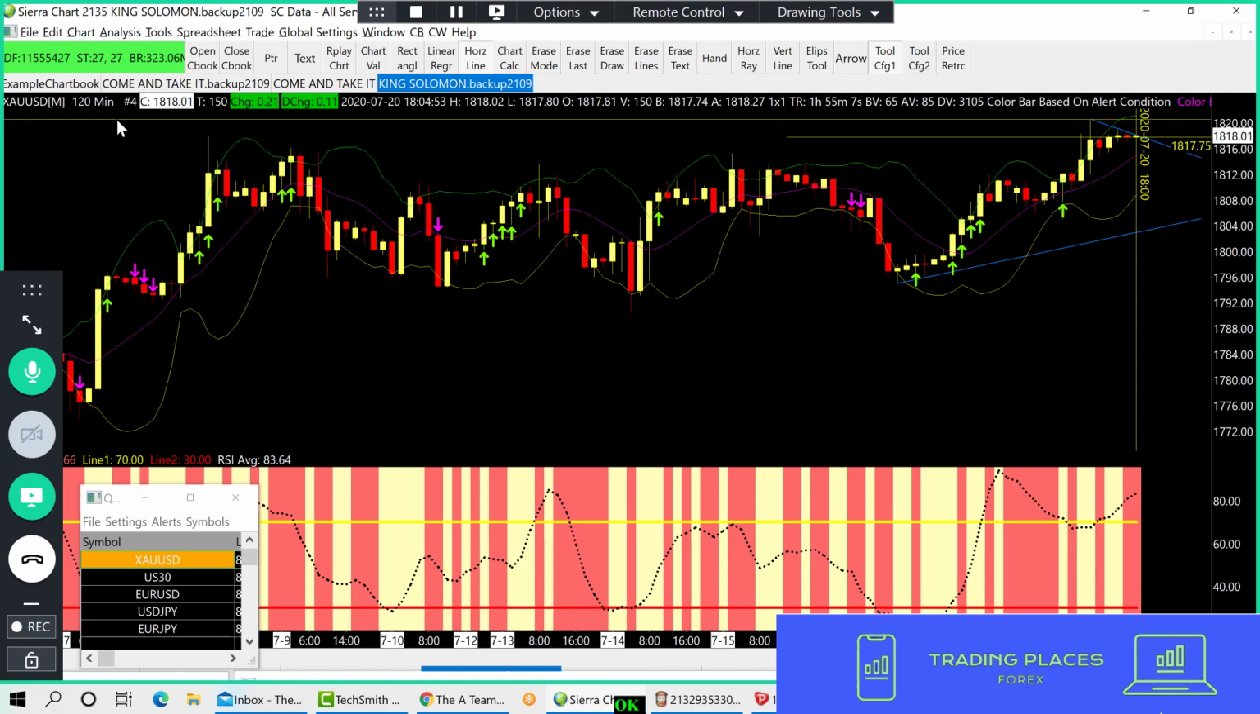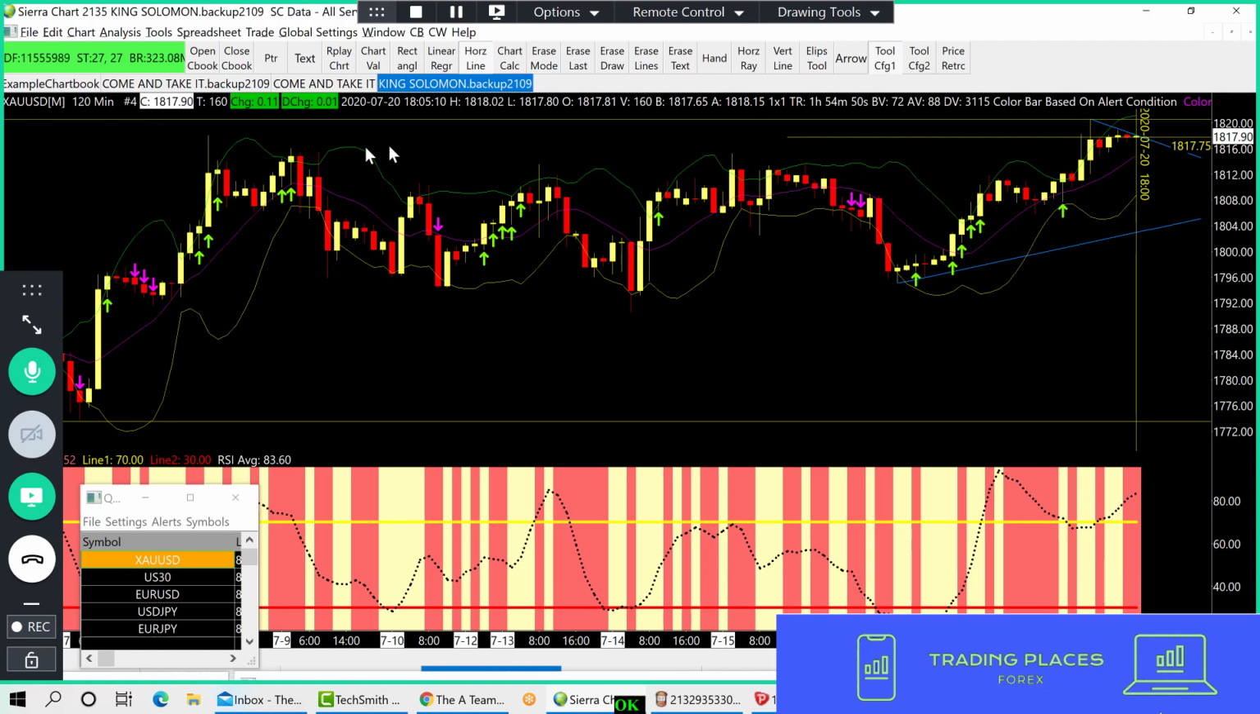What you want to do is go to the highest point, which was right there, and then go to the lowest point right here. Now, anytime there's support and resistance, let me show you some support and resistance. You're not going to find any here unless you go way further back, because gold hadn't been at 1817 for a long time.